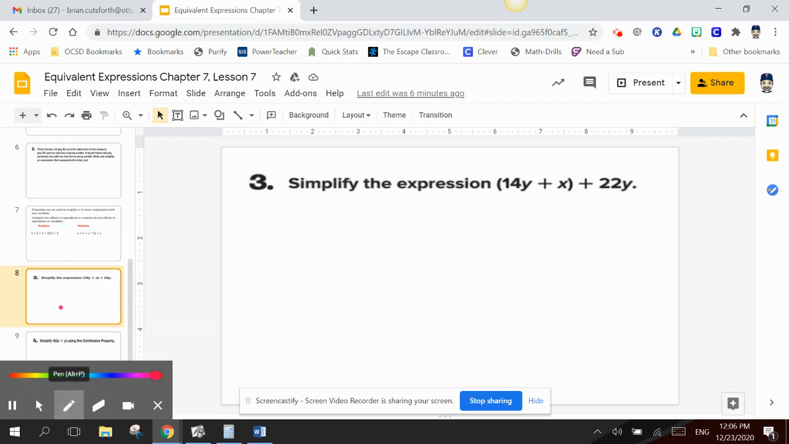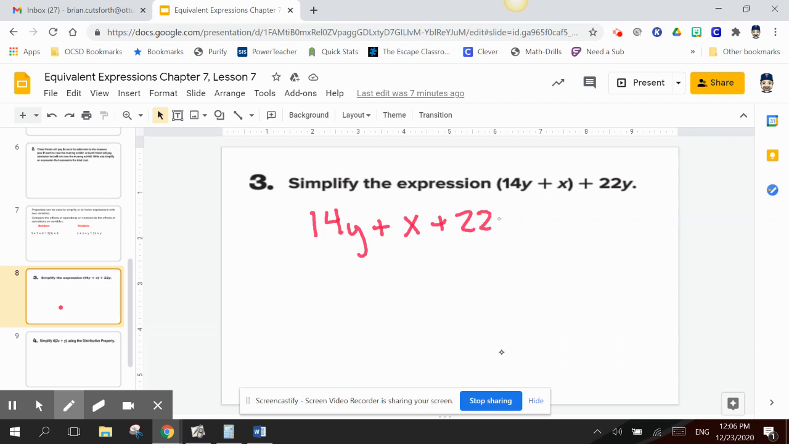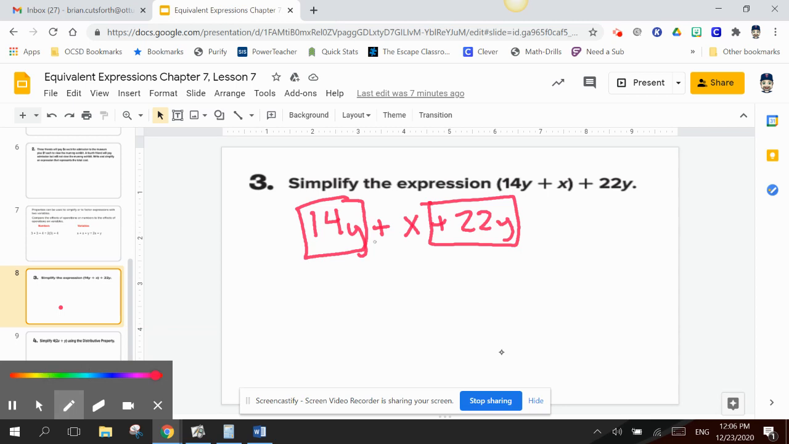So when I look at this expression, 14, the quantity of 14y plus x plus 22y. So I write my expression, 14y plus x plus 22y. I took away the parentheses because we're adding two numbers. So when I go through, I'm going to underline and box all the ones that are the same. So all of my y's are in boxes. All of my x's are in underlines. See, they're two totally different things.